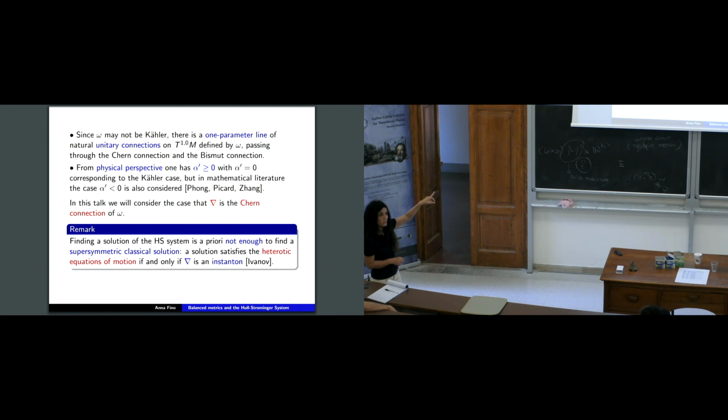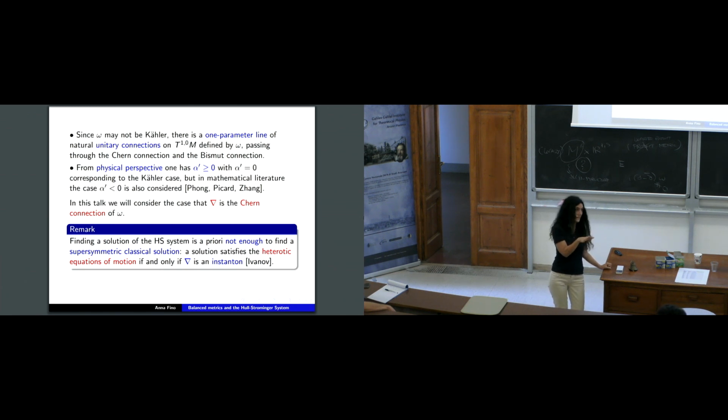But here I want to point out from a physical point of view that this is not enough to solve all the equations, to find what is called a supersymmetric classical solution. Because to have the full solution, one should have this extra condition. So nabla should be an instanton. So again, the 2-0 part and the 0-2 part of the curvature have to be 0. And if you wedge your curvature with omega squared, this also has to be 0. And the Chern connection doesn't satisfy that.